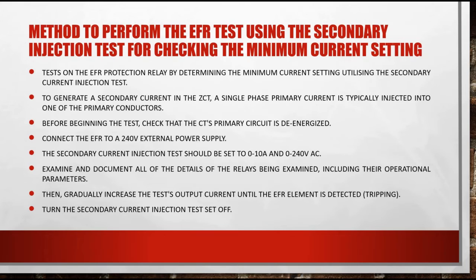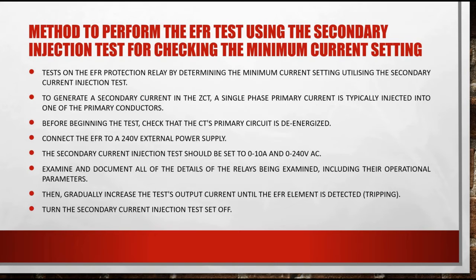Next is the method to perform the EFR test using the secondary injection test for checking the minimum current setting. We need to test the EFR protection relay by determining the minimum current setting utilizing the secondary current injection test. To generate a secondary current in the ZCT, a single phase primary current is typically injected into one of the primary conductors. Before beginning the test, check that the CT's primary circuit is de-energized, and then connect the EFR to a 240 volt external power supply.